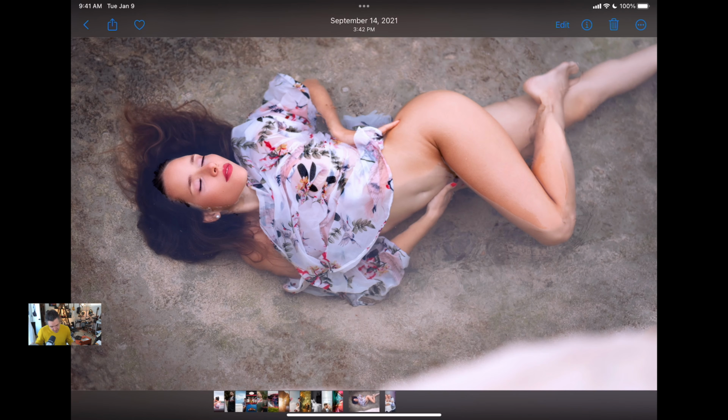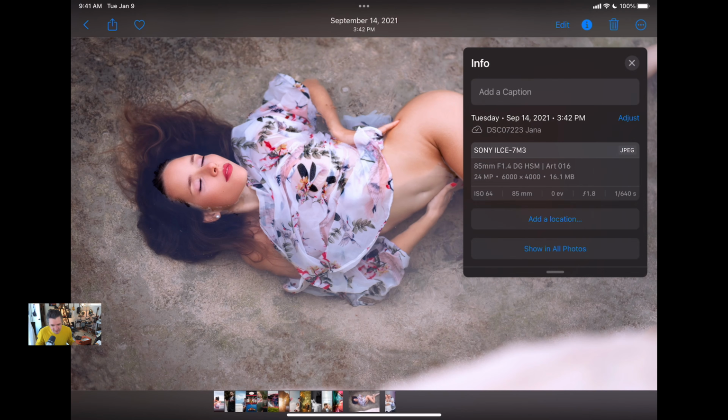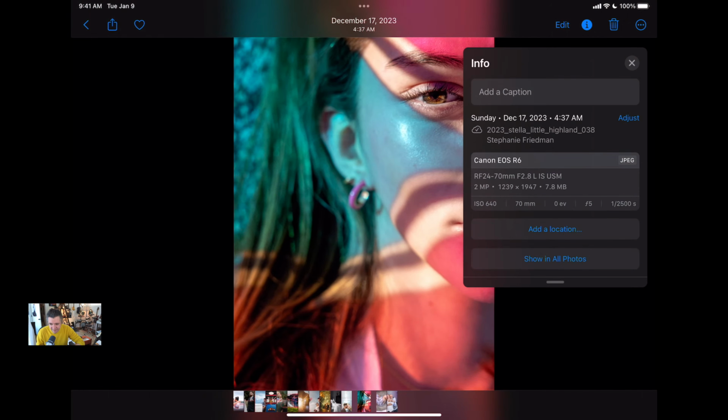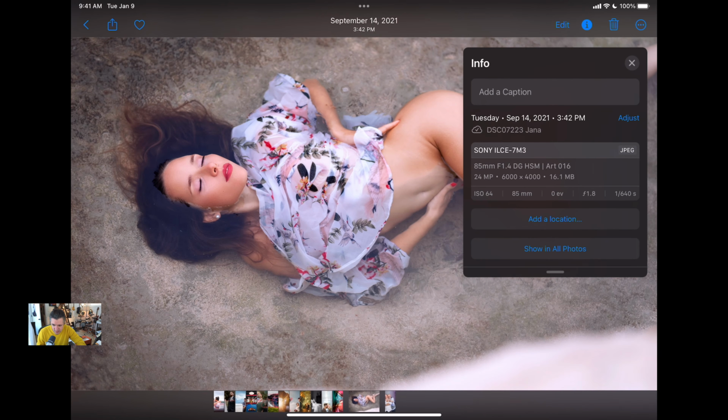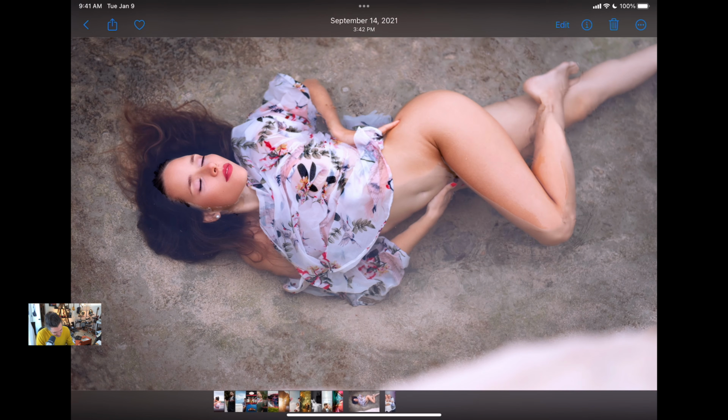Cool. Oops, I think I forgot to tag the person's name last time. Sorry. I'm going to do that now. This was Stephanie at around 122. All right. And now we've got 127 and Jana. All right. 85 mil at one point, it's an 85 1.4 shot at 1.8, 160, 1/640th of a second, ISO 64. Cool. That all makes sense.